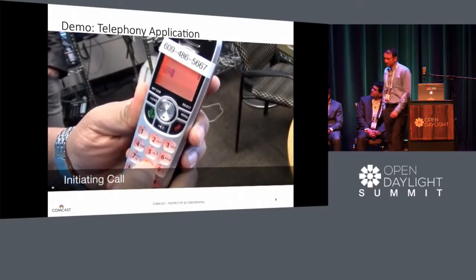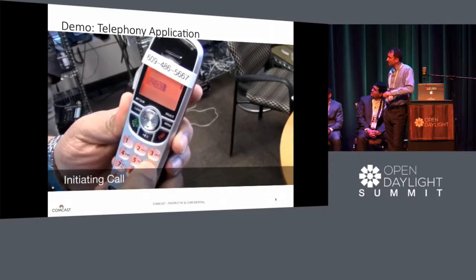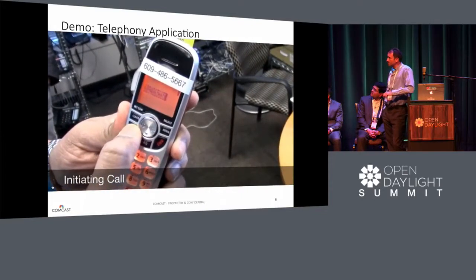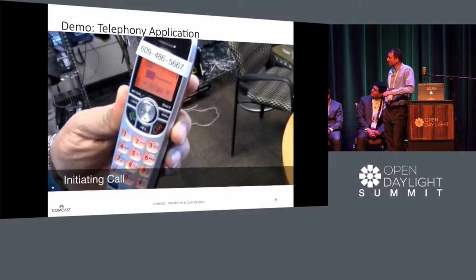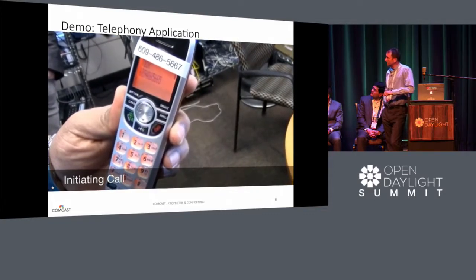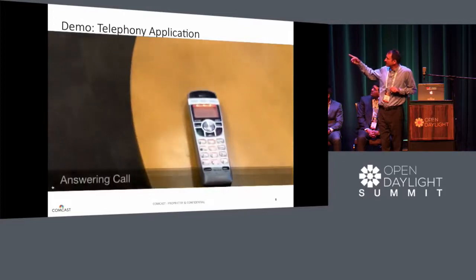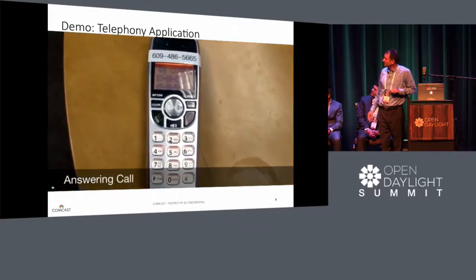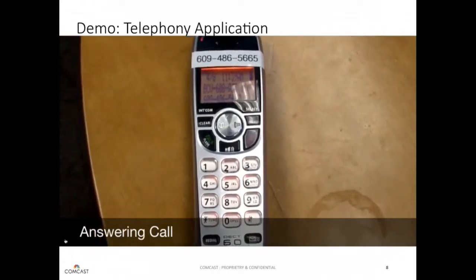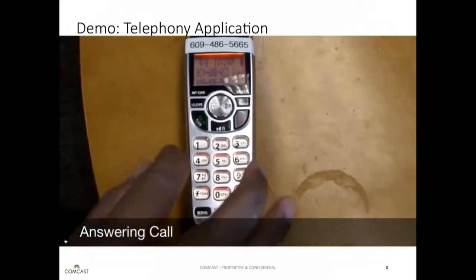Here you can see one of our team members dialing a number to a second phone that's also in our network. We have removed the audio, but soon you will see the red blinking light that indicates the incoming call. And he'll just answer the call there.